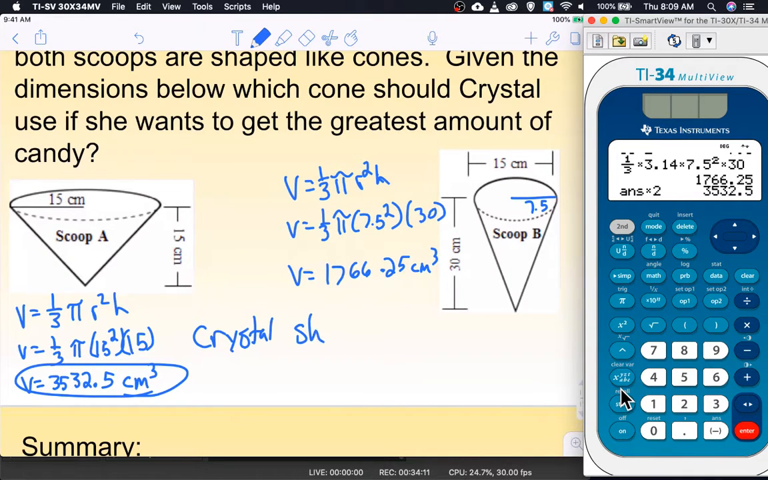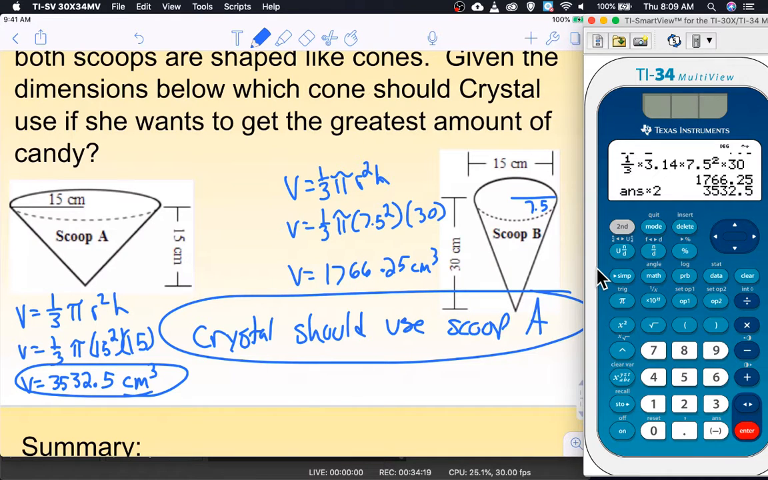Crystal should use Scoop A. There's our good final answer. We actually answered the question. Which scoop should she use? Crystal should use Scoop A.